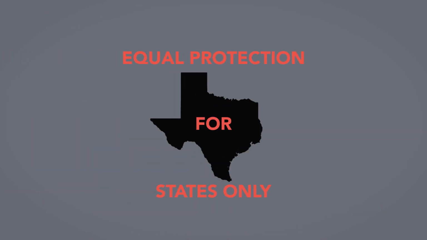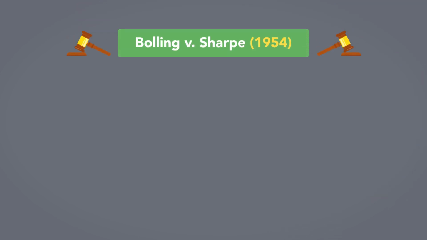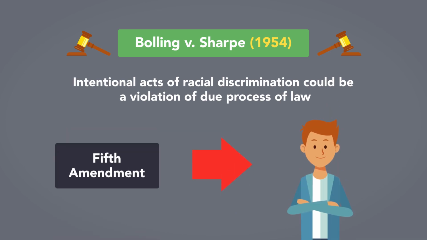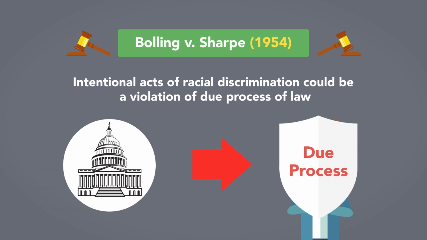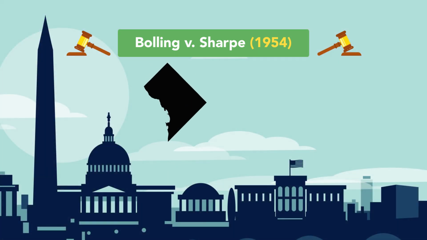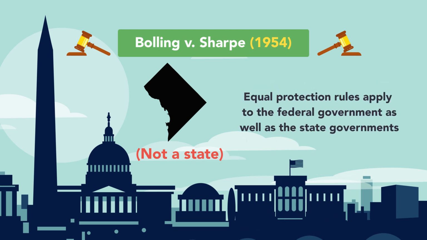While the Equal Protection Clause, by its terms, applies only to states, in another 1954 school desegregation decision, Bolling v. Sharpe, the Supreme Court concluded that intentional acts of racial discrimination could be a violation of due process of law, reasoning that the Fifth Amendment's Due Process Clause compels the federal government to protect a person with due process before depriving him or her of life, liberty, or property. That case involved school segregation in the District of Columbia, which is not a state, and so it was not technically subject to the Equal Protection Clause. The effect of Bolling is that equal protection rules applied to the federal government as well as the state governments.